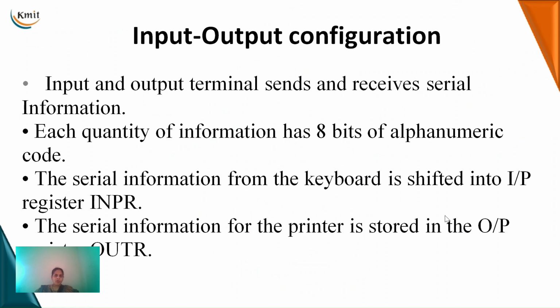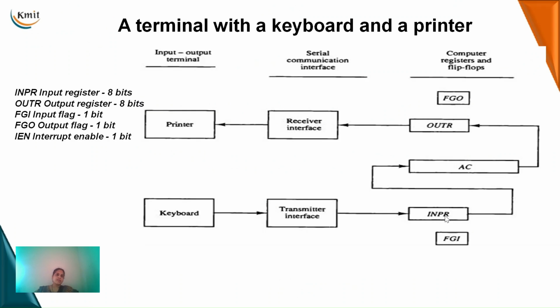So, input output configuration. Consider a computer with a keyboard and a printer. The computer is connected to a keyboard and a printer, one input device and one output device. The input device is used to take the input from the user, whereas an output device is used to give the output to the user.